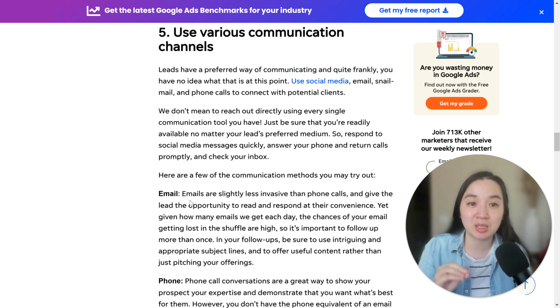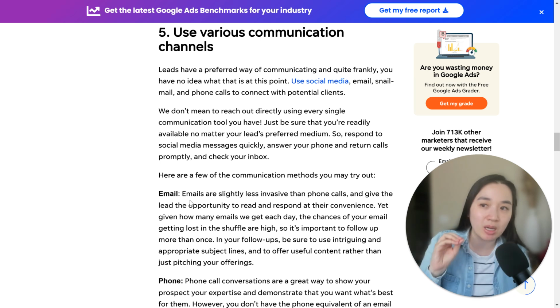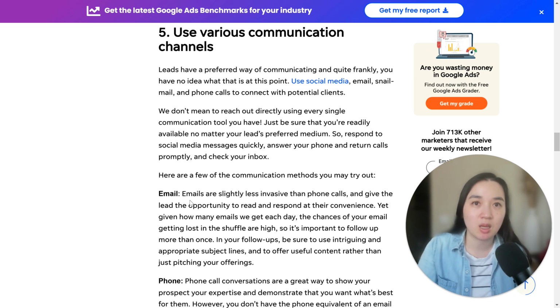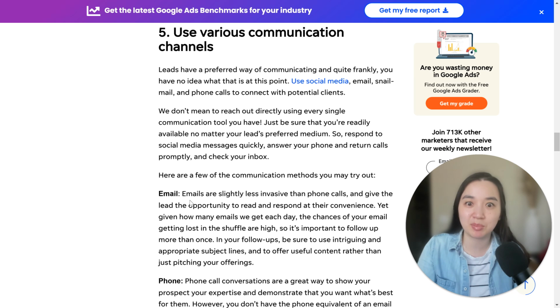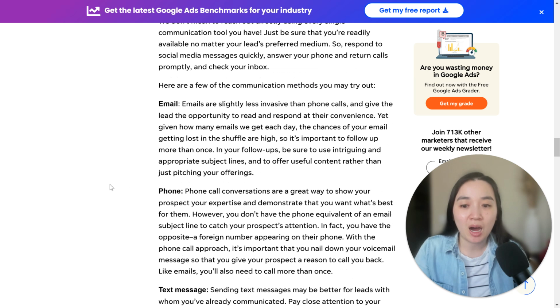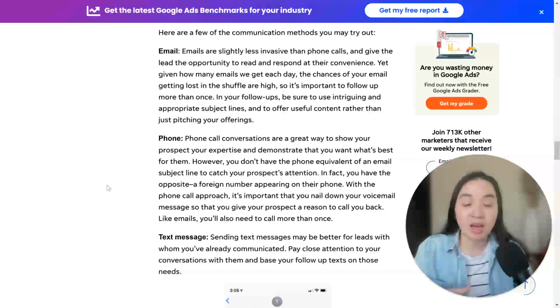To break through that noise can be challenging, and that's where I see a lot of companies fail with the follow-up, because they only want to do email. Or they just make one phone call once, leave a voicemail, and that's it. No, you've got to keep trying multiple methods: email, phone call, and text message.